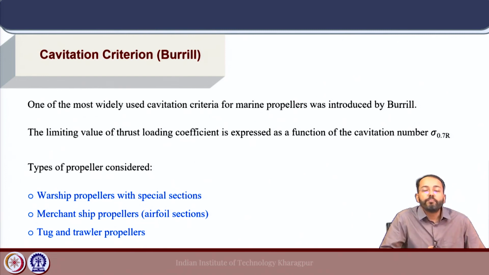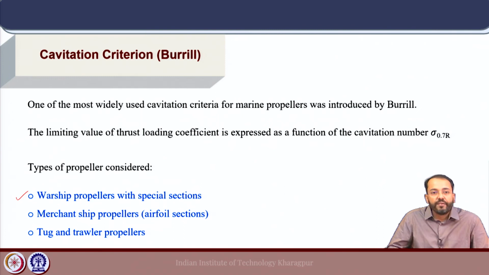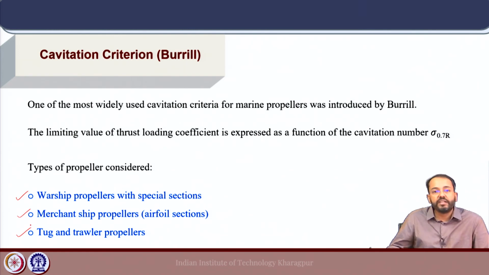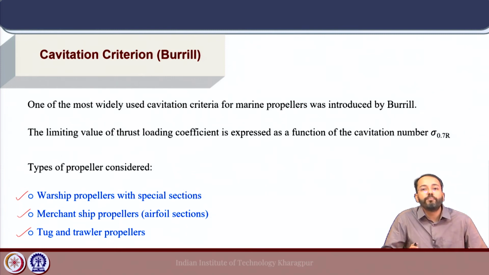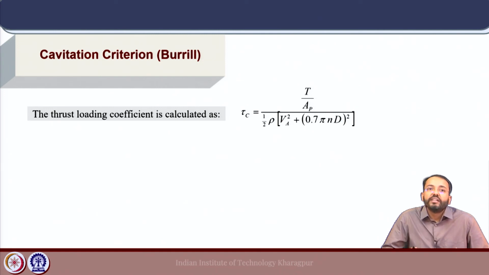And different types of propellers are considered which have different ranges of operation for this cavitation criteria. So, the first type are warship propellers with special sections, merchant ship propellers, standard airfoil sections, and tug and trawler propellers. Now, the reason for these different types is that the design of the sections of these propellers will be different, and hence the criteria will be slightly different in terms of the relation between the thrust loading and the cavitation number.